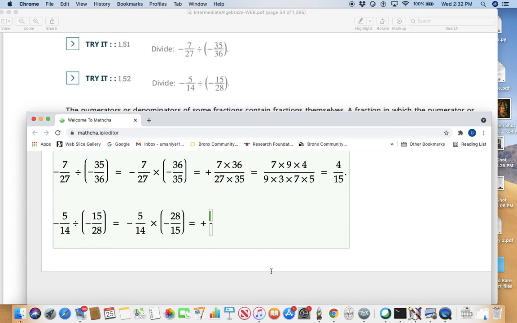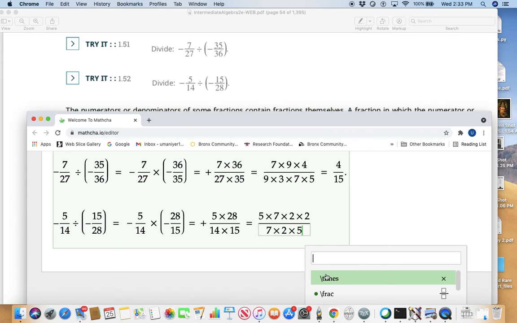And now how do we multiply fractions? 5 times 28 in the numerator, 14 times 15 in the denominator. So that's a fraction. 5 times 28 is nothing but 14 times 2 or 7 times 4. 4 itself is 2 times 2. Denominator 14 is 7 times 2 times 15 is 5 times 3. Okay.